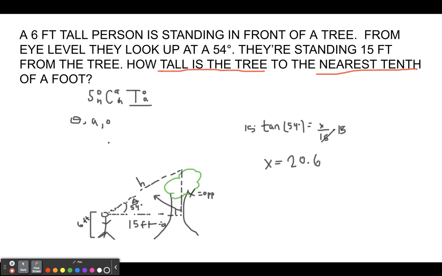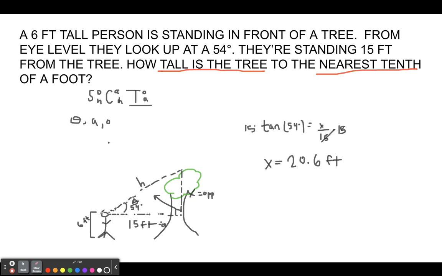Hopefully you didn't say that this was your final answer, because we want to know the height of the tree. Remember, this is looking from eye level. So from here to here, it is 20.6 feet. Okay, but we want to know the whole entire length of the tree, how tall it is. So from here to here, it might be 20.6 feet.